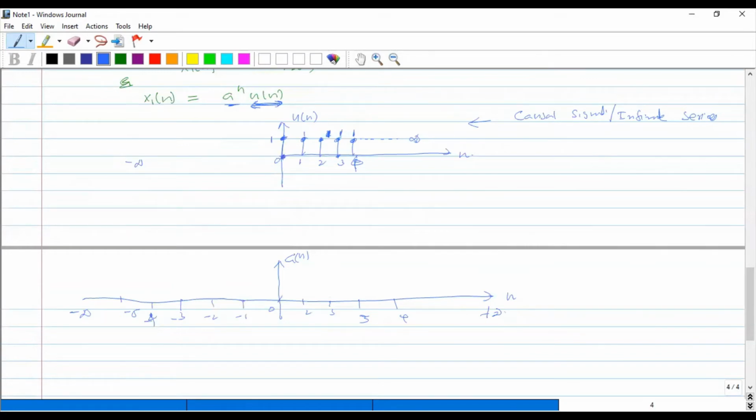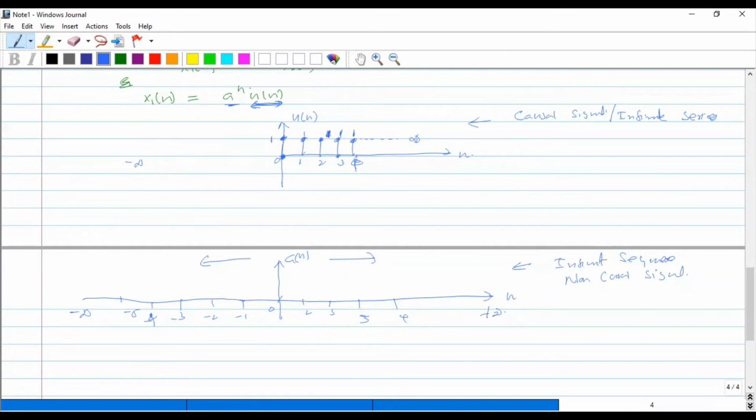If we try to draw this signal, it is also an infinite sequence, but it is a non-causal signal, because it has both sides. It is a two-sided signal. We can't plot all the values because there are an infinite number of impulses, so we will draw a few values.